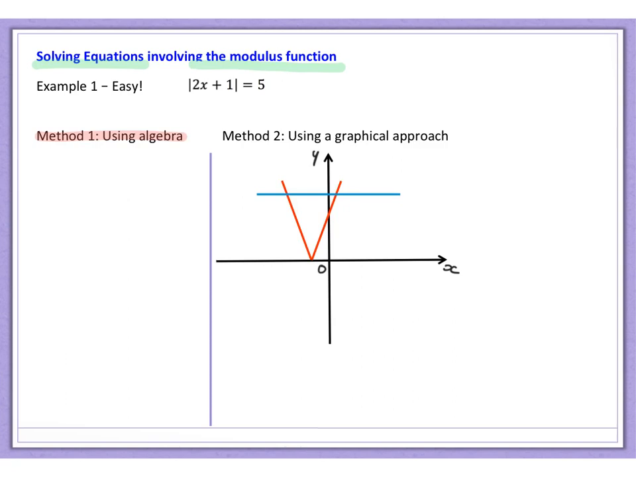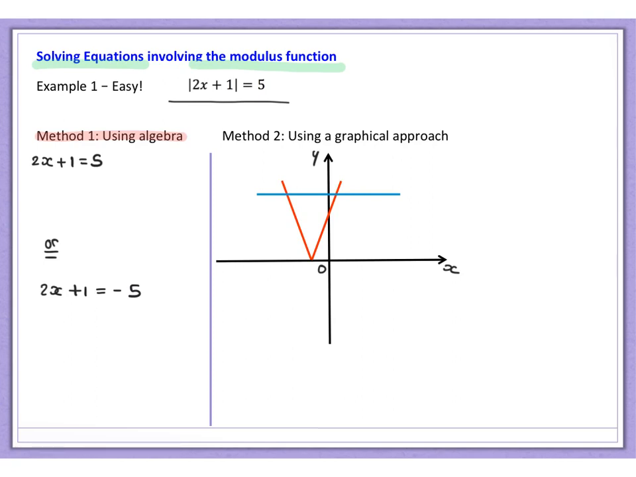Mod 2x plus 1 equals 5. Now, if the modulus of 2x plus 1 equals 5, that means the magnitude of 2x plus 1 must equal 5, which means that 2x plus 1 must equal 5, or 2x plus 1 must equal negative 5, because negative 5 would also have a modulus of 5.